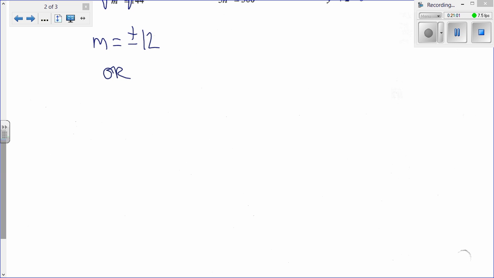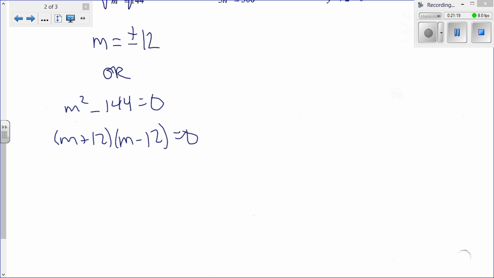Or the other method for this type of question is to say m squared minus 144 equals 0. Just get it equal to 0. Subtract the 144. And then break it down to m plus 12 times m minus 12 by factoring. So m is equal to negative 12, or m is equal to 12. Hence the plus or minus in the answer. And this is why it is the plus or minus.